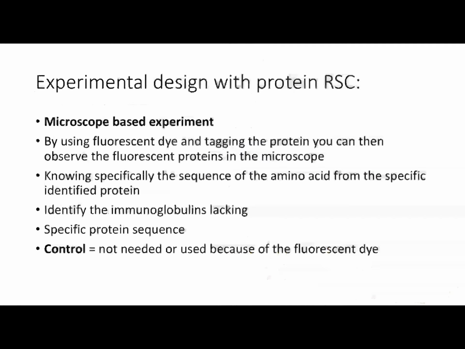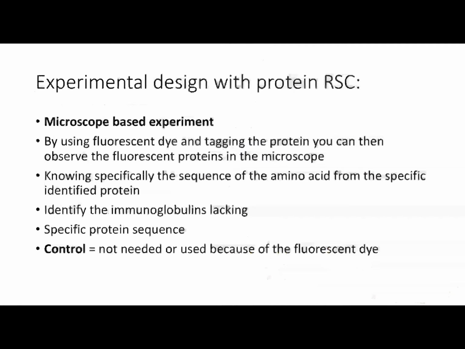So now moving on to experimental designs with protein trafficking. A microscope-based experiment I would use is fluorescent dye. I would make sure to tag the protein so that I can observe the fluorescent proteins in the microscope. With the use of the fluorescent dye, it is very bright. I would specifically see the sequence of the amino acids from the specific identified protein.